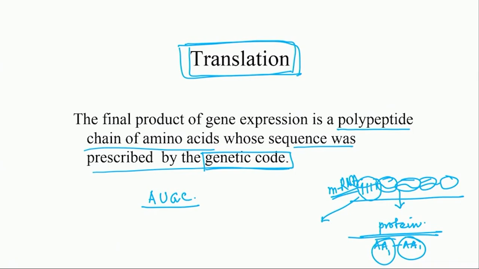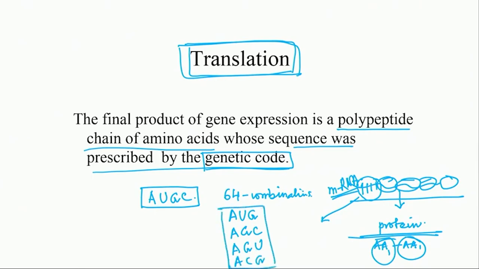That means, out of these four bases, by permutation and combination, you can have 64 combinations. If you want to make a three-letter code from these four letters, like suppose one will be definitely AUG, another can be AGC, then you can change this to AGU, and then you can have ACG. Like this, ultimately, how is the number 64 attained?